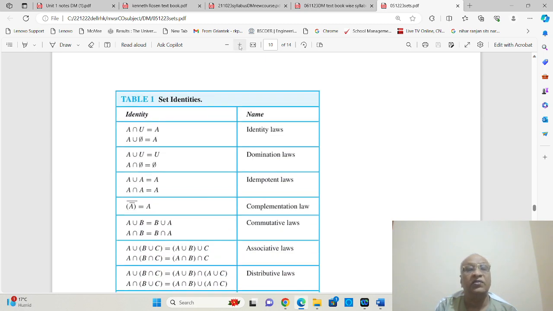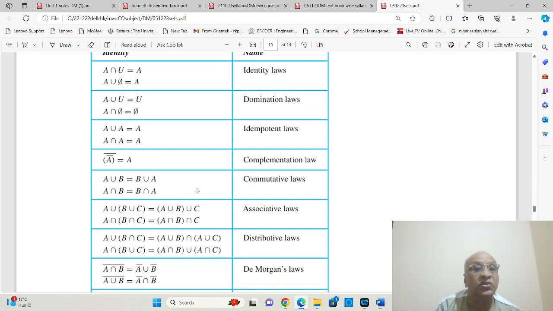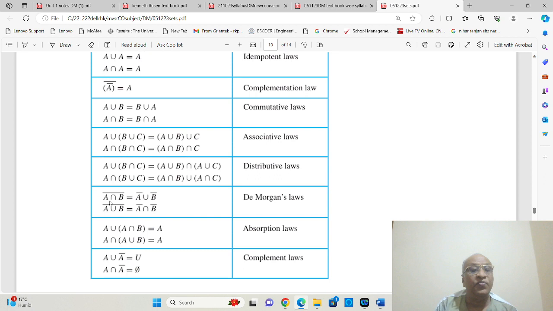Let us look at a few of the properties. Commutative laws: A union B can be represented as B union A. A intersection B can be represented as B intersection A. De Morgan's law: complement of A intersection B can be represented as complement of A union complement of B. Complement of A union B can be represented as complement of A intersection complement of B.